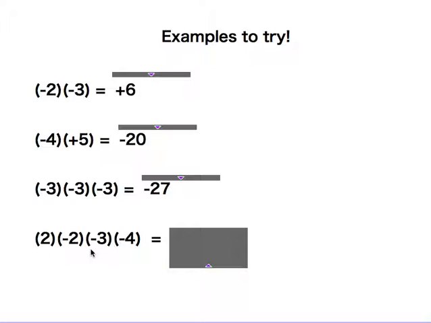And for your last one over here, we have 2 times negative 2 times negative 3 times negative 4. Again, in this case, we have 4 integers, but only 3 of them are negative. And because of that, the same applies, meaning that our final value is also going to be negative, negative 48. All right, so that's a quick review of how to multiply positive and negative integers.